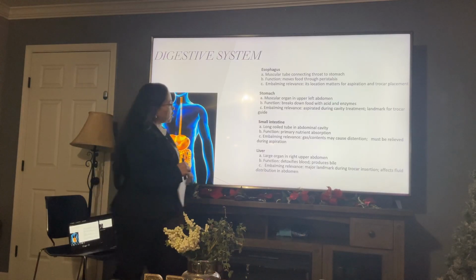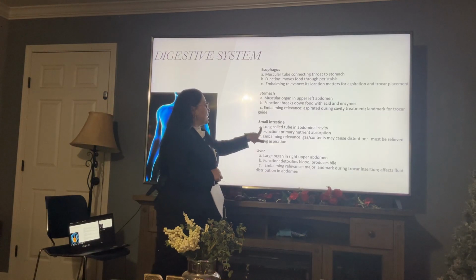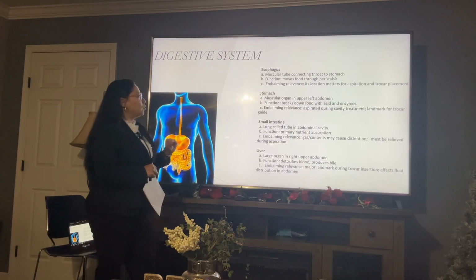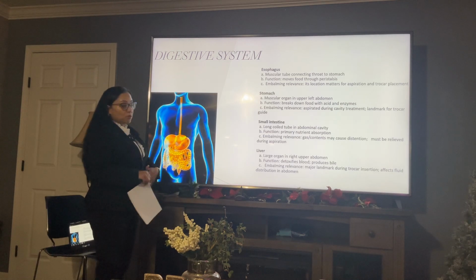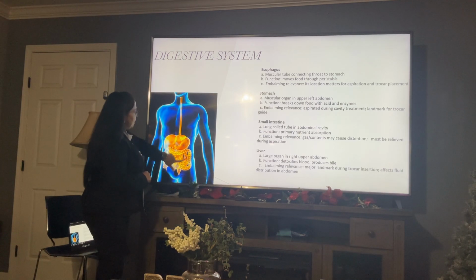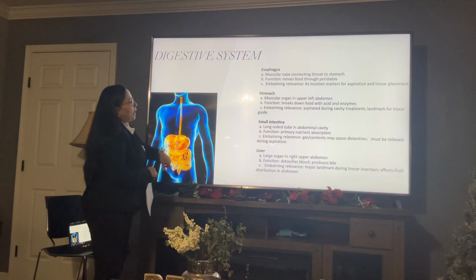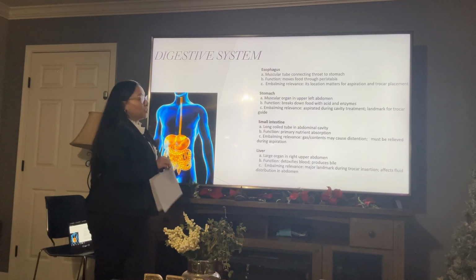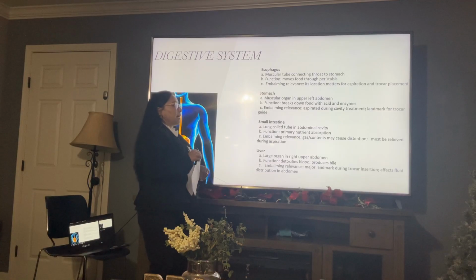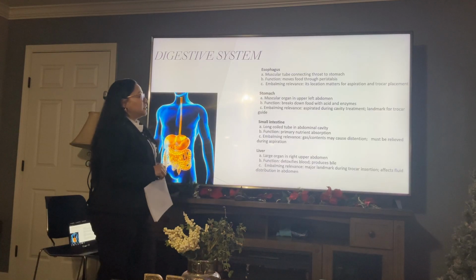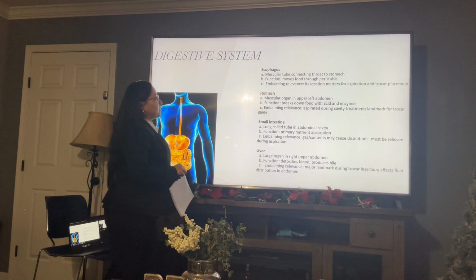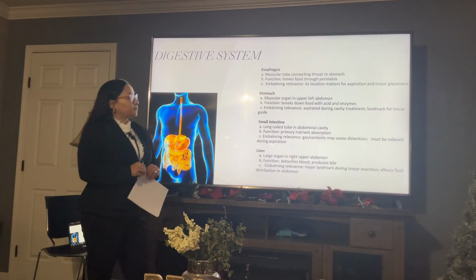The next structure is the small intestine, and it's a long coiled tube in the abdominal cavity, which is right here. The function is primary nutrient absorption. Embalming relevance is gas content may cause distension, which must be relieved during aspiration.